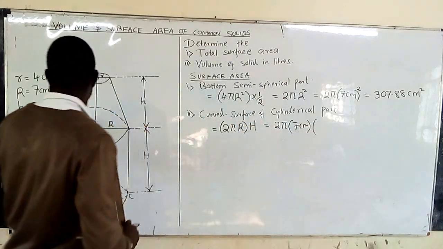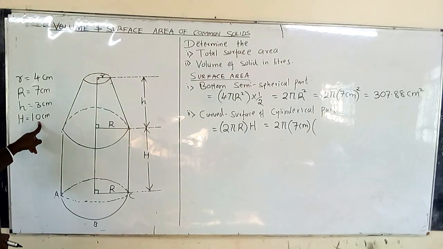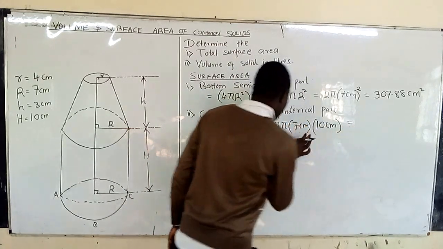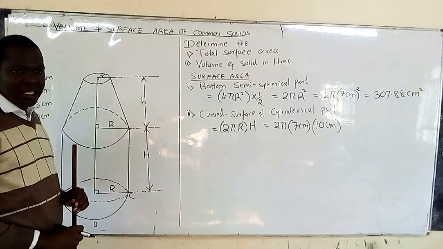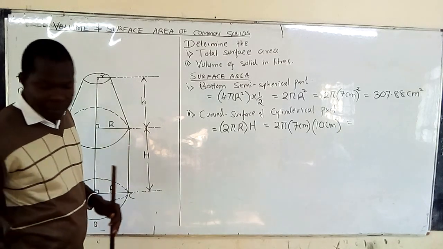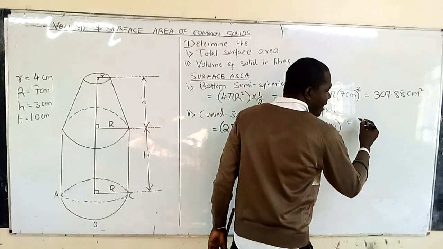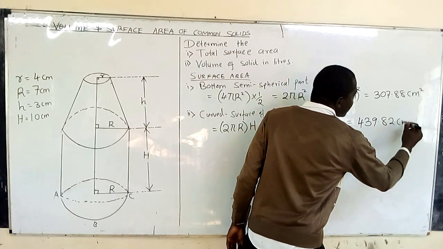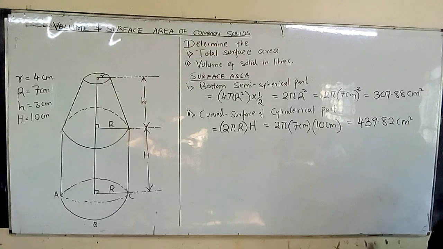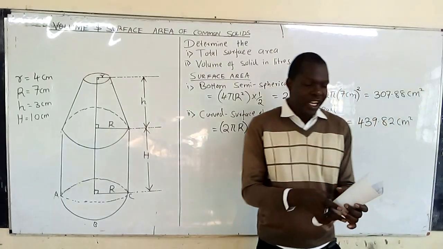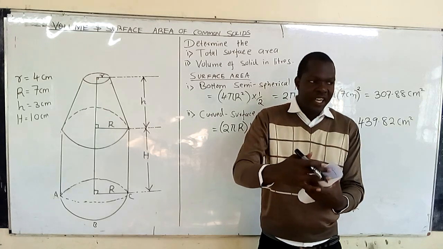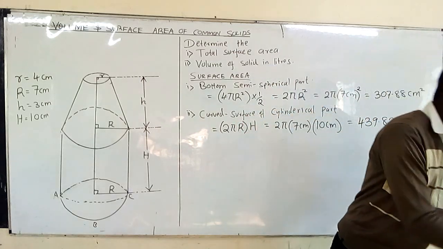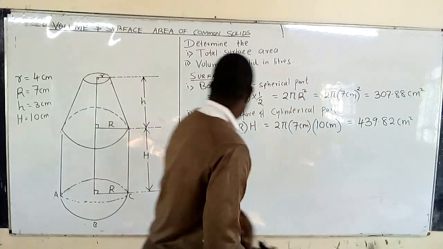Then capital H, you are going to take to be 10 centimeters. So, gentlemen, what do we have to be the curved surface of this cylindrical middle part? 439.82 centimeters square, isn't it? Yes, so if this is your cylindrical part, this is the circumference. If you open it up, the circumference becomes the length times height to give you the surface area, isn't it? Good. So we are done with this.